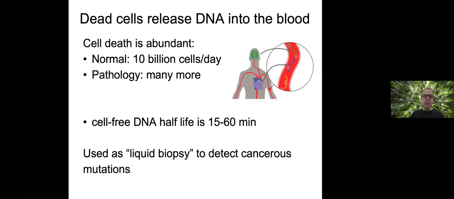As you probably know, cells die in our body all the time, and during a year of our lifetime, we probably lose about one cell per one body mass in terms of cells. And in pathology, many more cells are dying, and a lot of the cells that die inside our body essentially end up in the bloodstream. This is called cell-free DNA, and it's been used as a medium for liquid biopsy in many situations, most notably to detect mutations in different types of cancers.